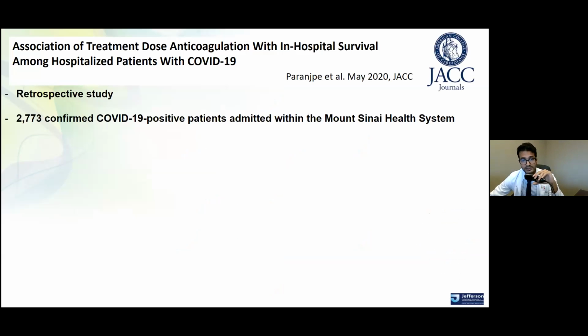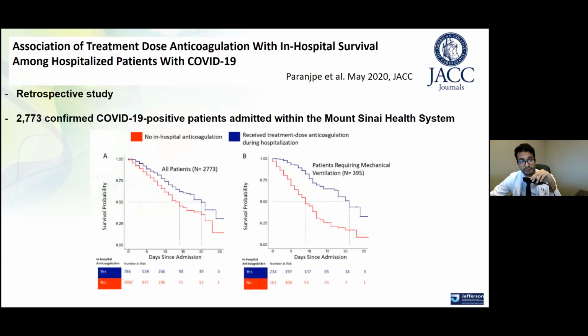And of course, this is one of the papers that really made it to national news from May, and it was the Mount Sinai experience, where they showed that use of therapeutic anticoagulation among inpatients was associated with improved survival, particularly more prominent effects when you look at patients in the ICU requiring mechanical ventilation. I think this is also hypothesis generating. It doesn't mean everybody needs anticoagulation, but certainly there's a consistency in the data we've seen so far.